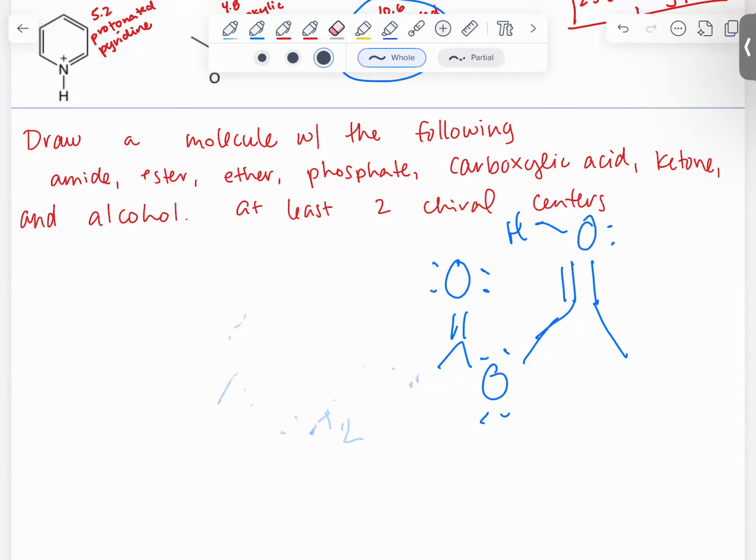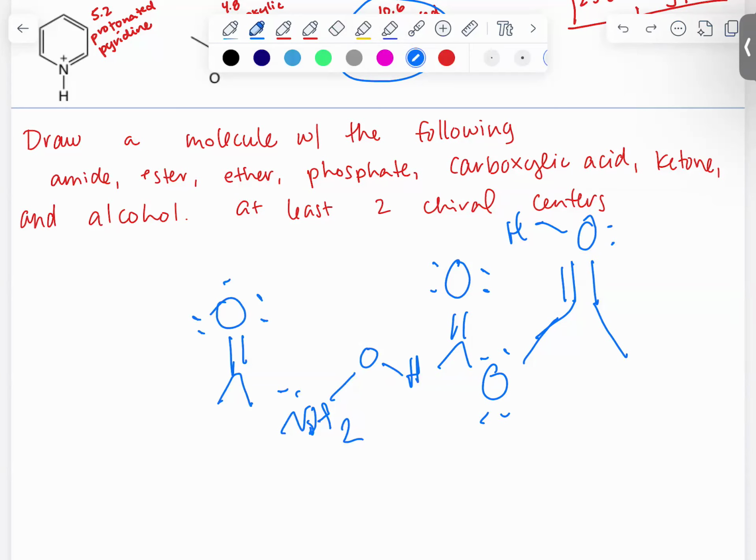What's so wrong? You got an H in the middle. You got an oxygen with what looks like 4 bonds.